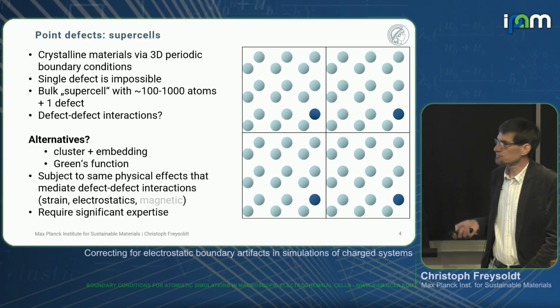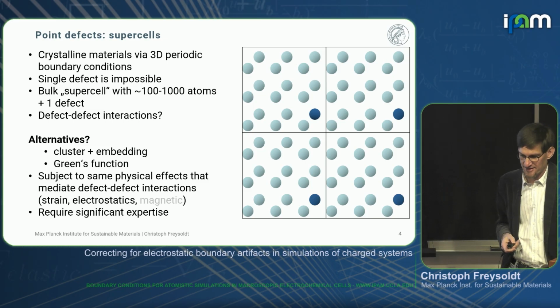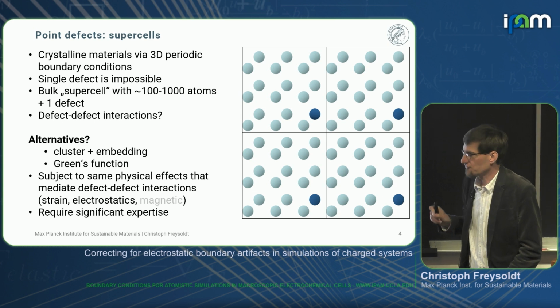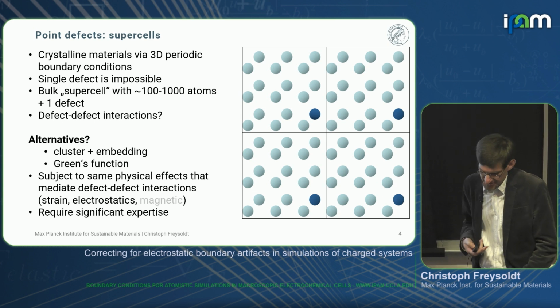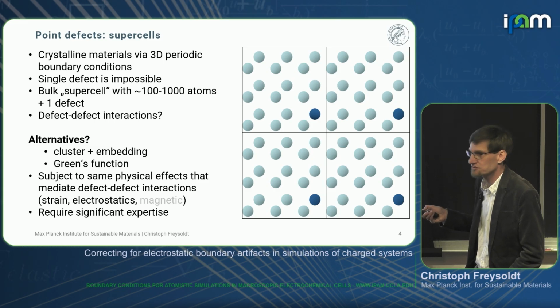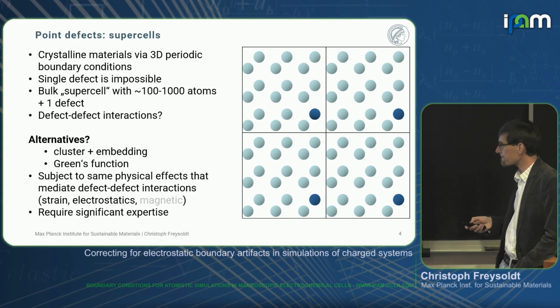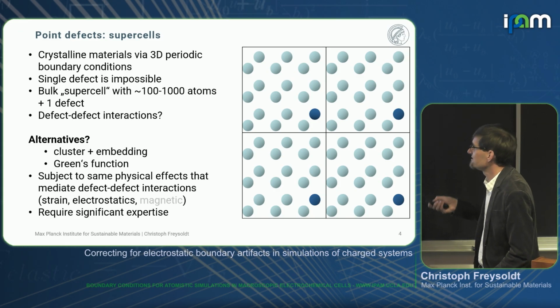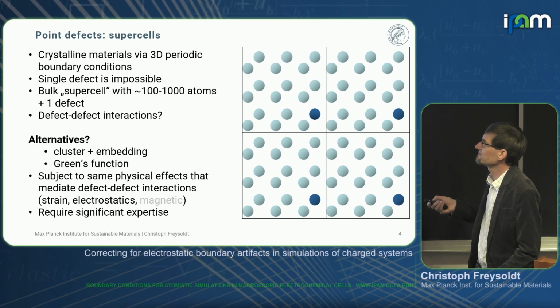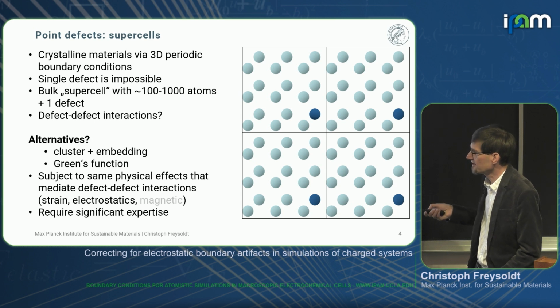Of course not. We could also do some kind of cluster and embedding of this entire thing, or we could use Green's function technique. The main issue is that it does not solve the problem, because the physical effects that mediate defect-defect interactions in such a supercell approach are the same that we would have to worry about when we do some kind of embedding in order to capture those features, or the kind of ingredients that we would have to put into our Green's function in order to properly capture this coupling. So the physical effects that make the defect-defect interactions are always there, and we have a choice of whether we want to deal with this in a supercell geometry or in alternative geometries.